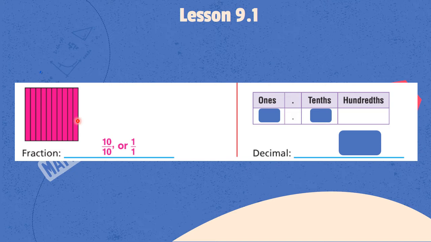It's really confusing, isn't it? When it's 10/10, that means that we have 1 in the ones and 0 in the tenths, because we have only one whole part. And one whole part fills the ones place value, and the decimal will be 1.0.